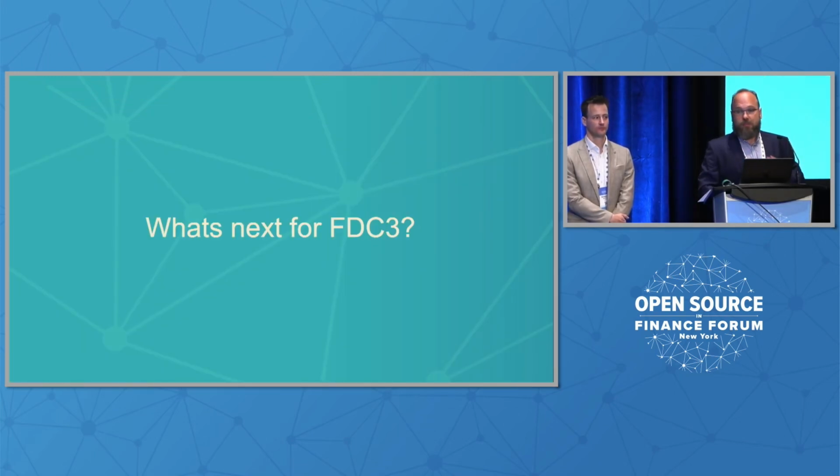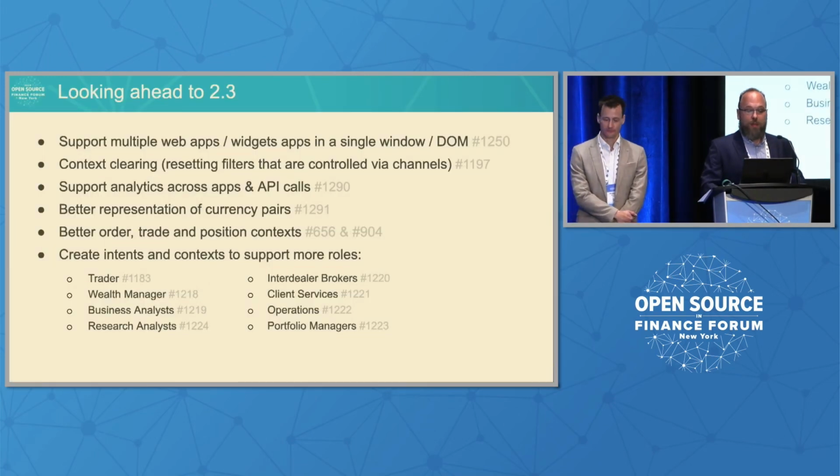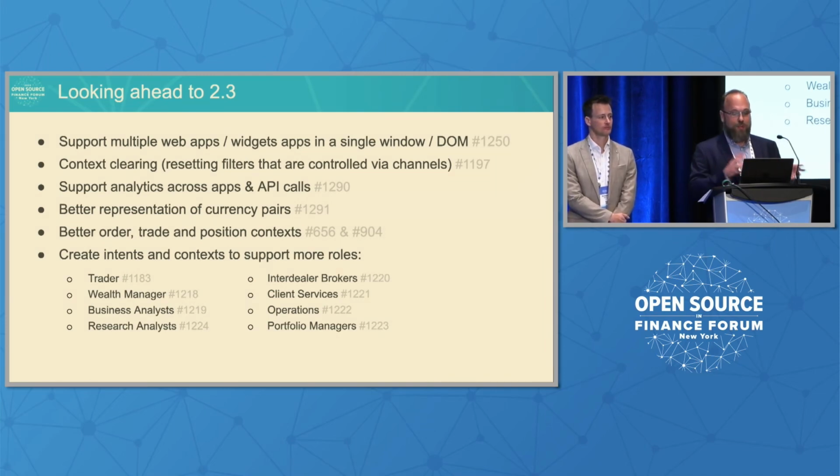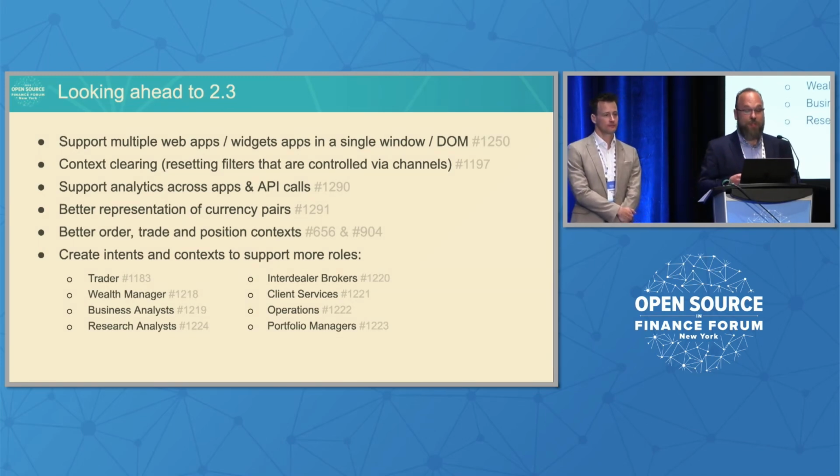So with that, just a few notes on what's next for FDC3. We're looking ahead to 2.3 already. There's a lot of different issues open at the moment, things like resetting context on channels so that you can clear filters, supporting analytics, pushing data into OpenTelemetry and linking different API calls across different apps together into the same customer interaction. Lots of things we need to do in the context types, like representing currency pairs better or better order, trade, and position types. And lots of intents and context to support more roles.